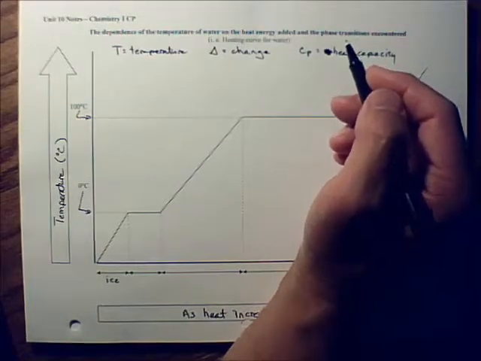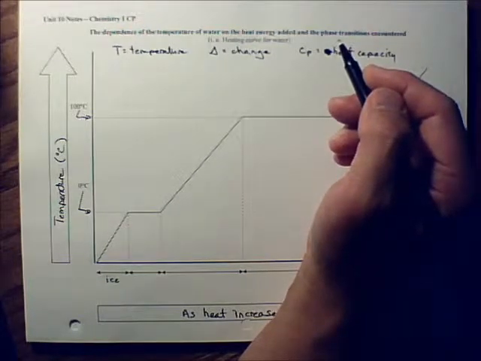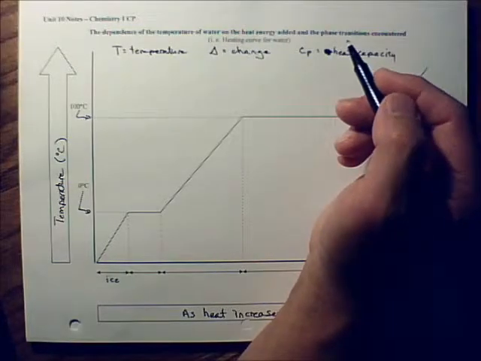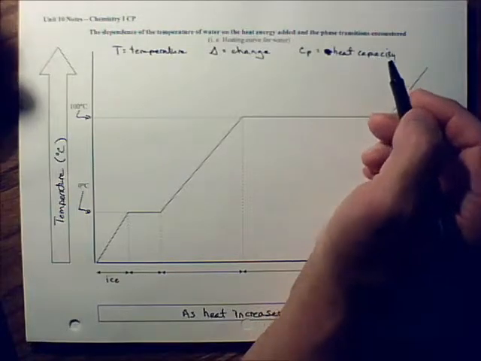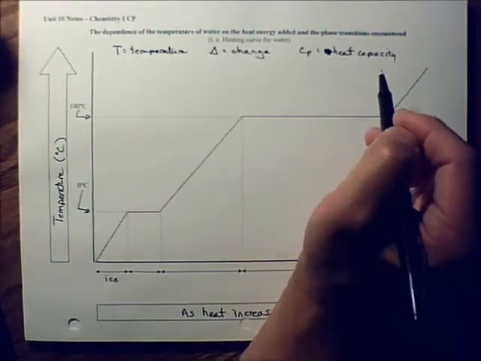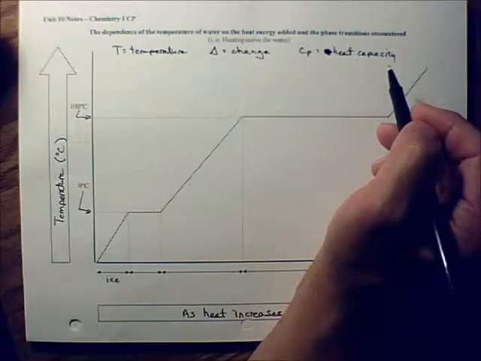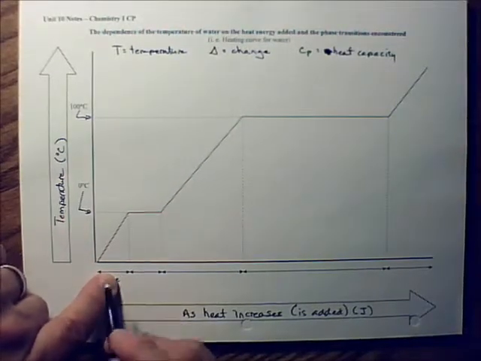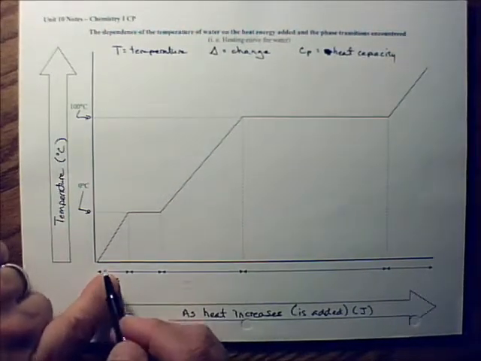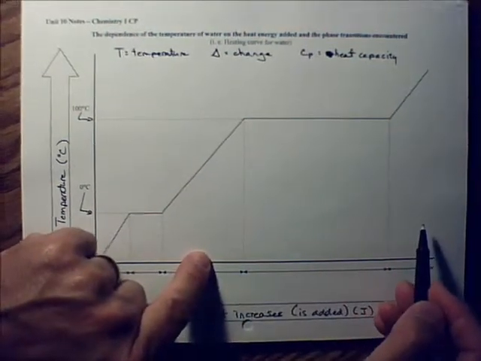Just because water's heat capacity, when it's liquid, is 4.18 joules per degree per gram, it doesn't mean that everything has that same heat capacity. Every substance has a different heat capacity, and the physical state of every substance has a different heat capacity. So solid ice has a different heat capacity than the liquid form or the gaseous form.